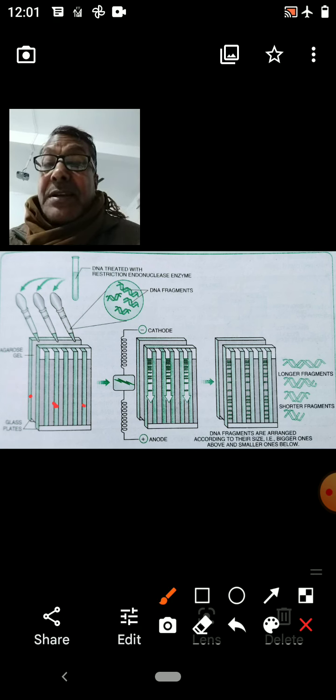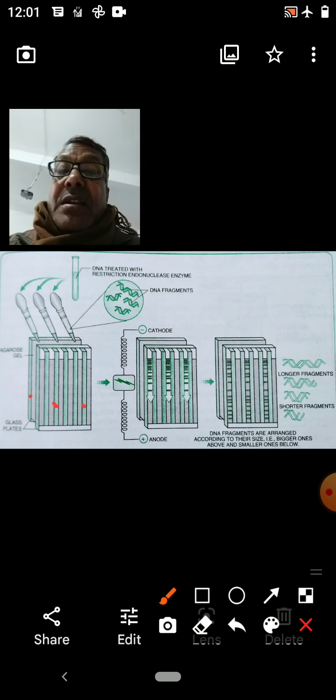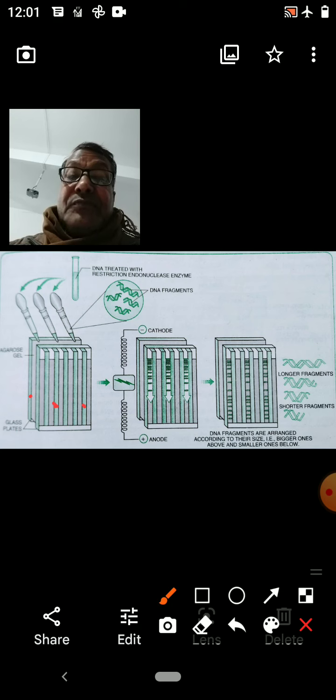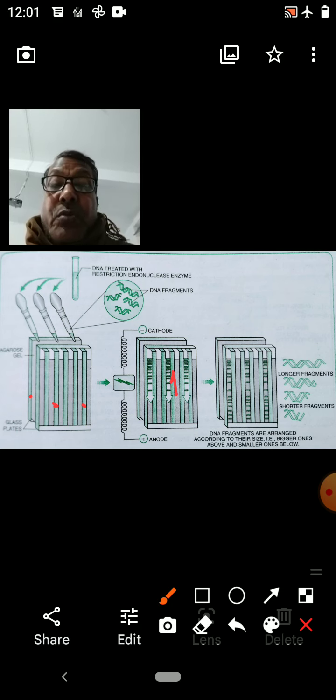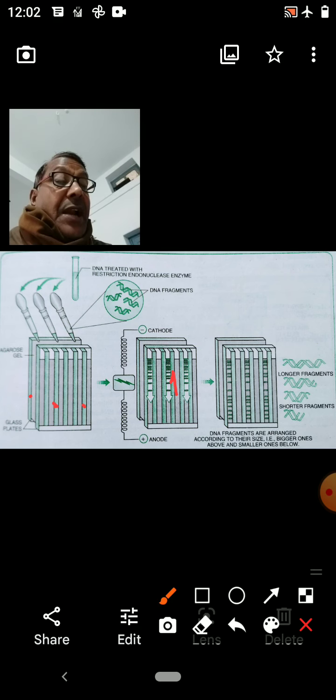The sample containing the mixture of DNA fragments is moved to the well. So here, this mixture is loaded in the well. Now the DNA fragments start to move on applying the electric field. So in this second figure, when the electric field is applied, the DNA fragments start to move.